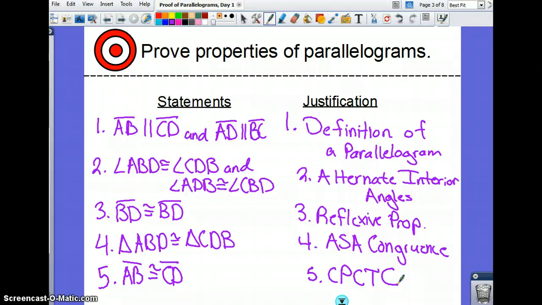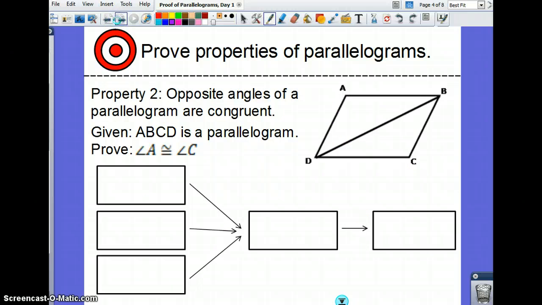Now the neat thing about having this proof is because when we go on to prove property number 2, I'm proving that the opposite angles of the parallelogram are congruent. But notice something here. This diagram, compare it to the diagram for property number 1. It's the exact same. Notice my givens. I've given that ABCD is a parallelogram. Look at your givens for property number 1. That is exactly the same.